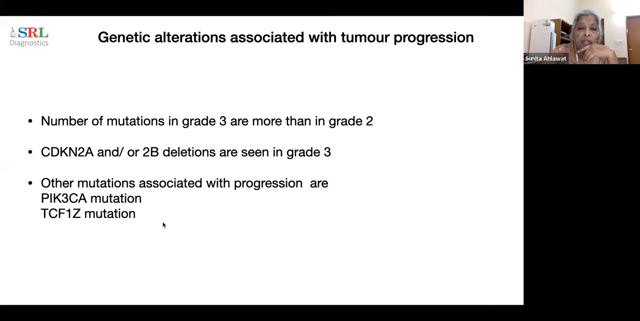When the tumor progresses, we see that grade 3 tumors have a lot more mutations than grade 2 tumors, and oligodendrogliomas, when they progress, also show CDKN deletions, but this is seen in less than 10% of cases. Other mutations which are associated with progression are PIK3CA mutation and TCF12 mutation.